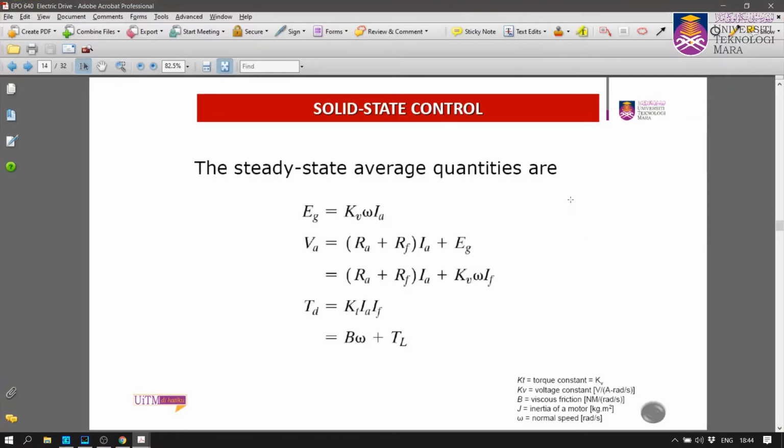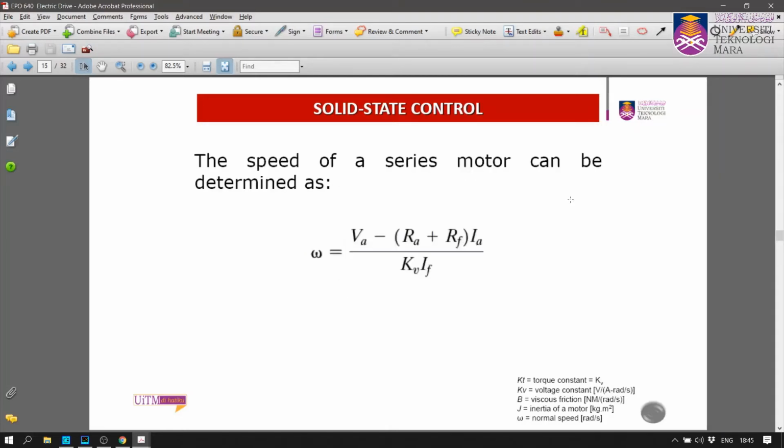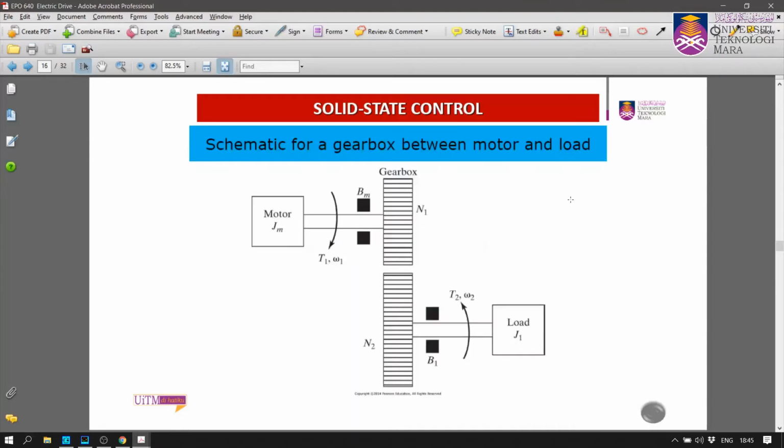Okay, so just write the steady state average equation. We have EG equals KV. Just read that, it's straightforward. It's an average equation, KVL, and that's what you have. So the speed of a series motor can be determined by this value now. If you replace, then you find that omega equals VA minus RA plus RF multiplied by IA, divided by KV IF. So that is a series motor.